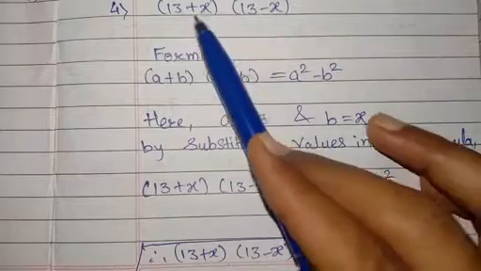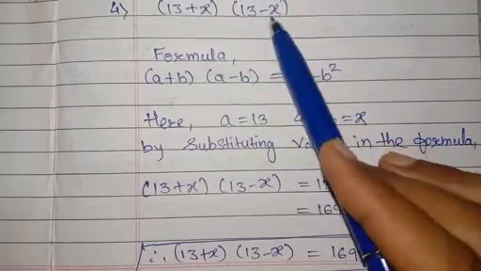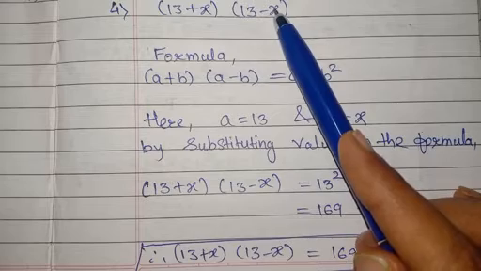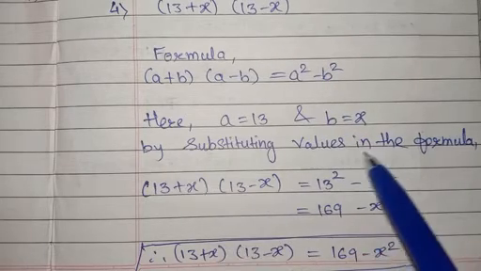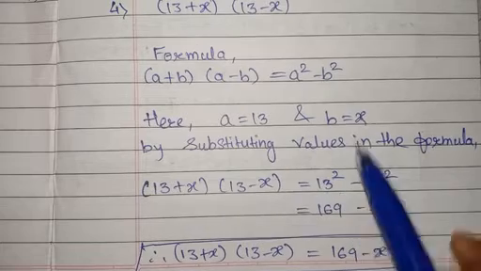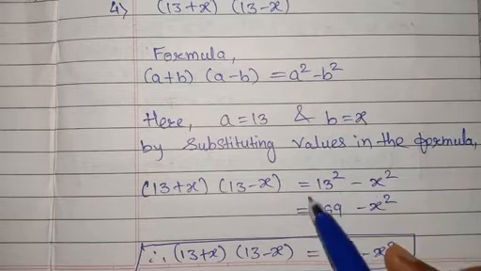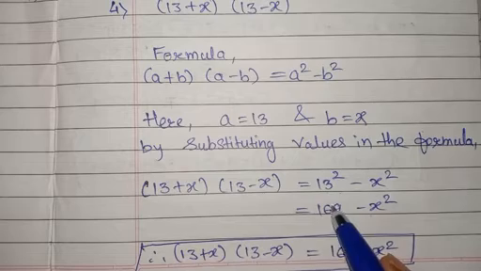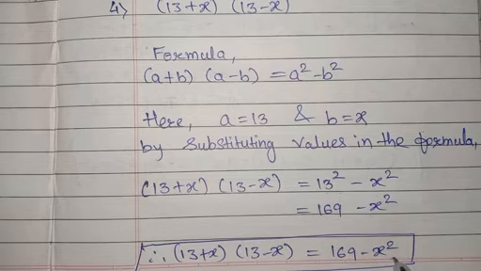Why? The reason is because of question. Okay, question is different. First and second terms of both the brackets are same. By substituting values in the formula, we'll get here first term square. A square is 13 square and b square is x square. So 13 square is 169 minus x square. So final answer again we'll write in the box.